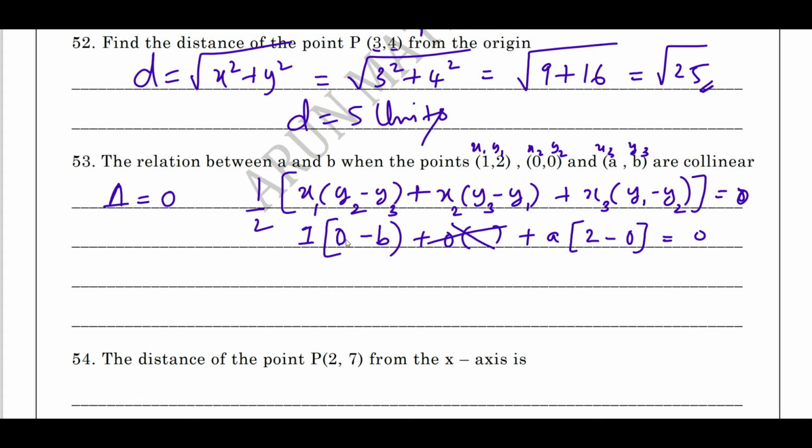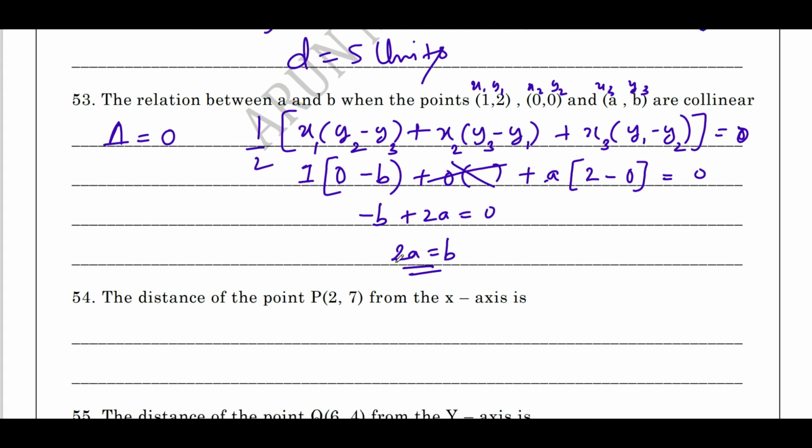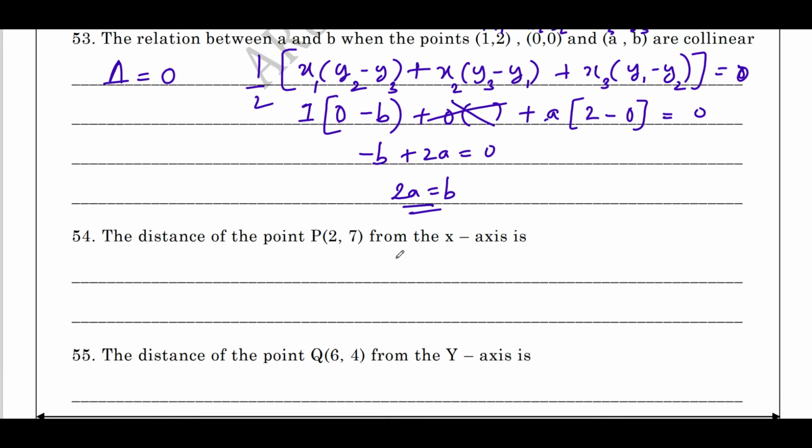So 1 into 0 is 0. 1 into minus b is minus b. 2 into a is 2a, equals 0. Now 2a equals minus b, shifting to RHS it becomes plus b. 2a equals b is the relationship between a and b when the points 1, 2, 0, 0 and a, b are collinear.